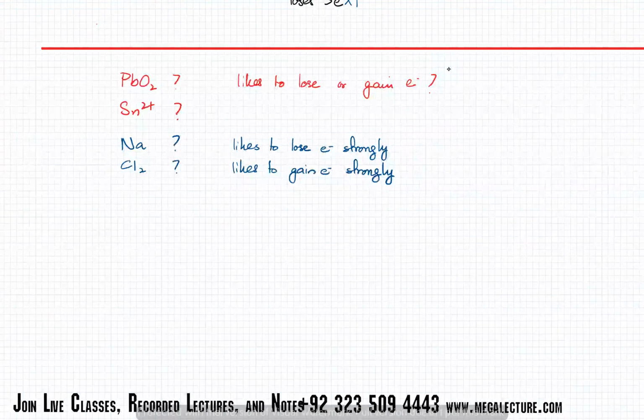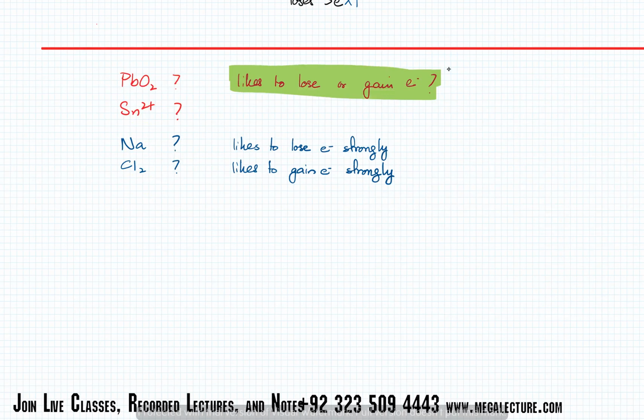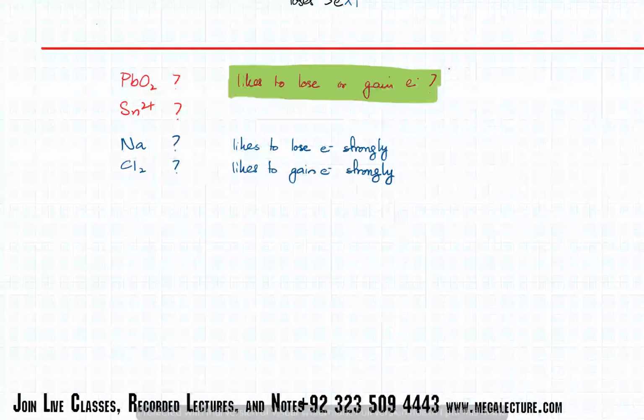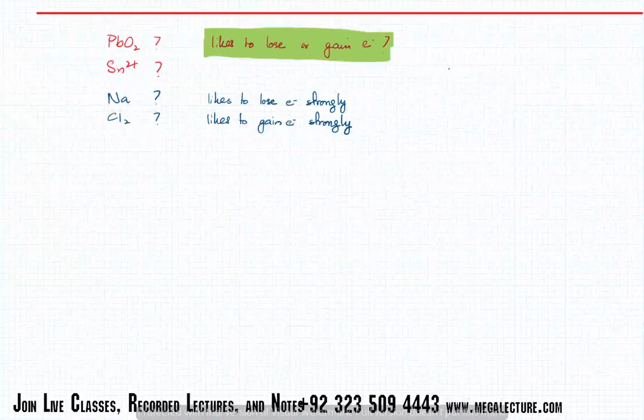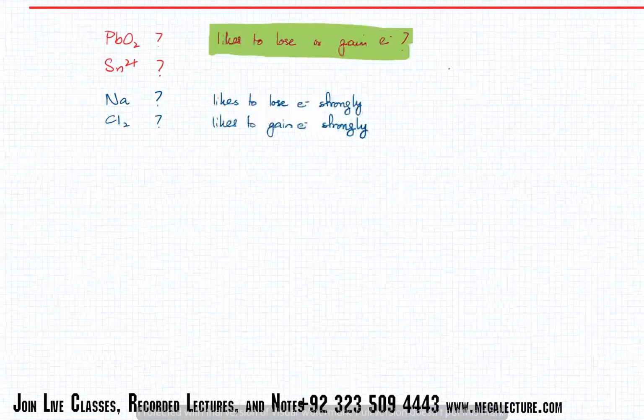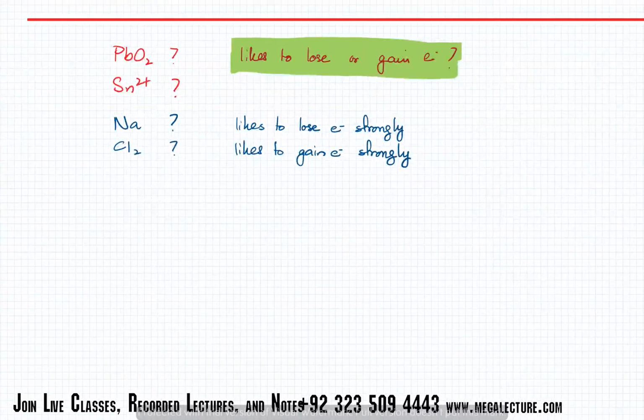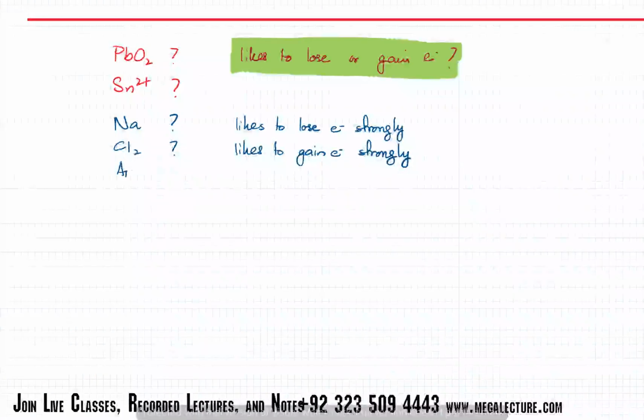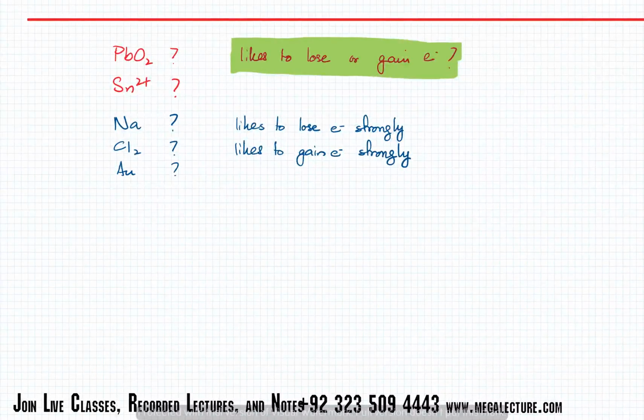So basically, we need to develop a system that is going to figure out what the substance wants to do, whether it wants to lose electrons or gain electrons, and whether it wants to do it strongly or not very strongly. Like if I talk about gold, we know it loses electrons, but it doesn't really like to lose electrons. It has an extremely low tendency to form ions.